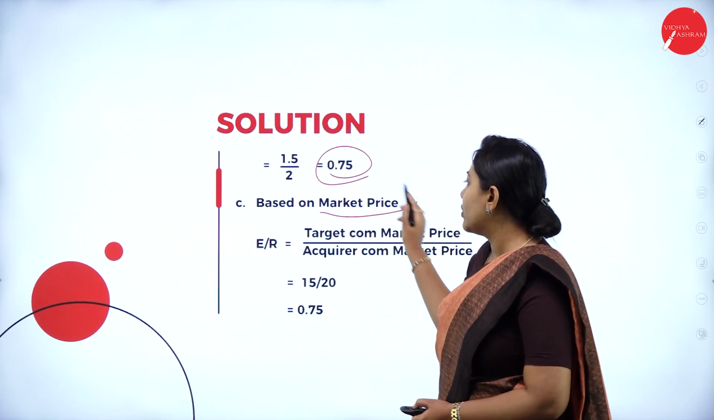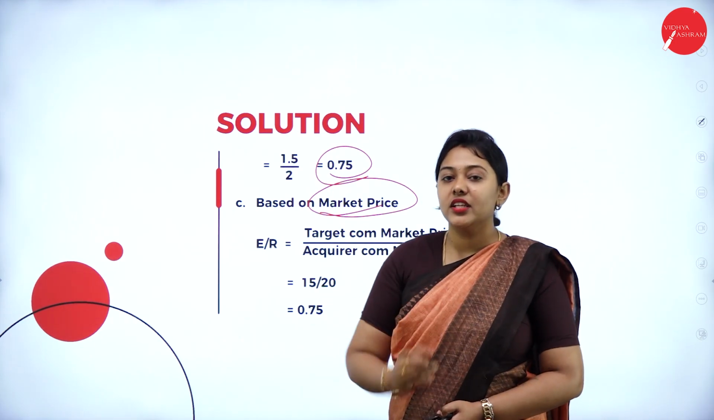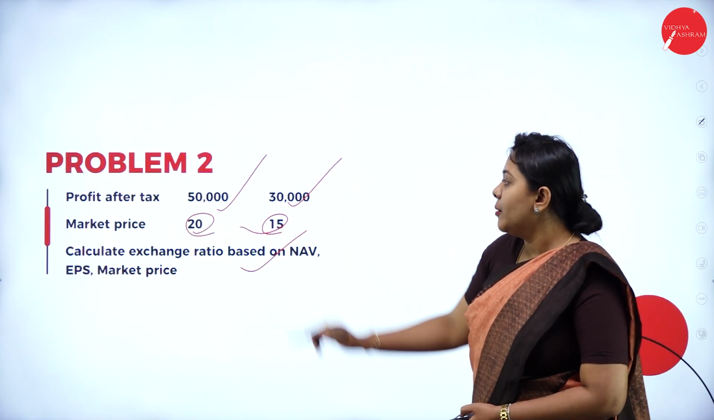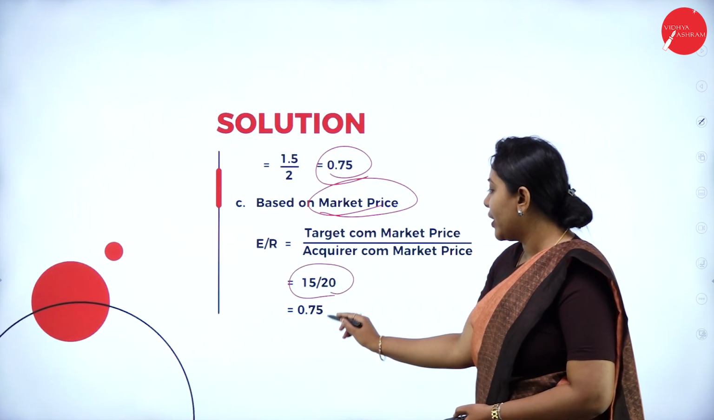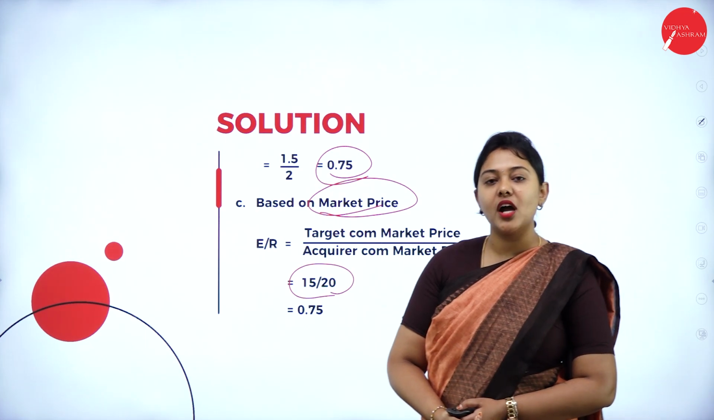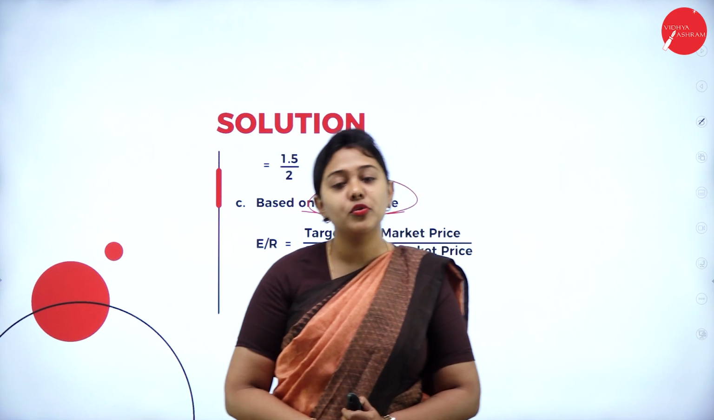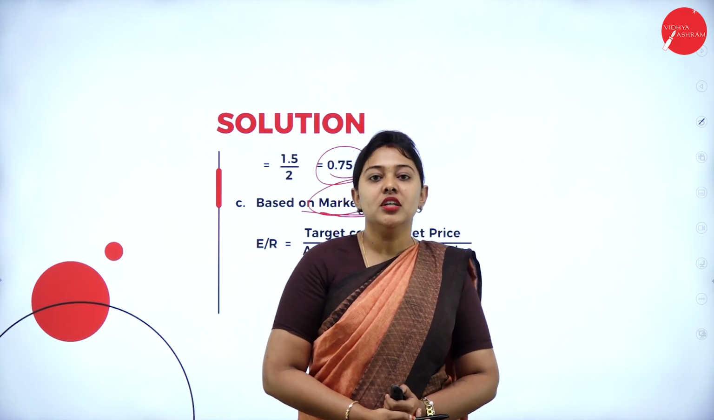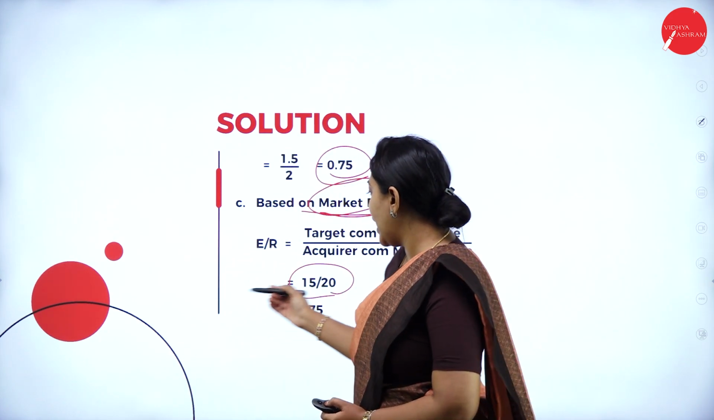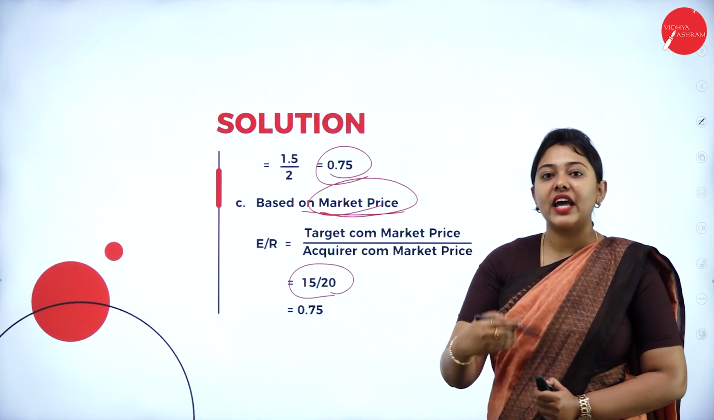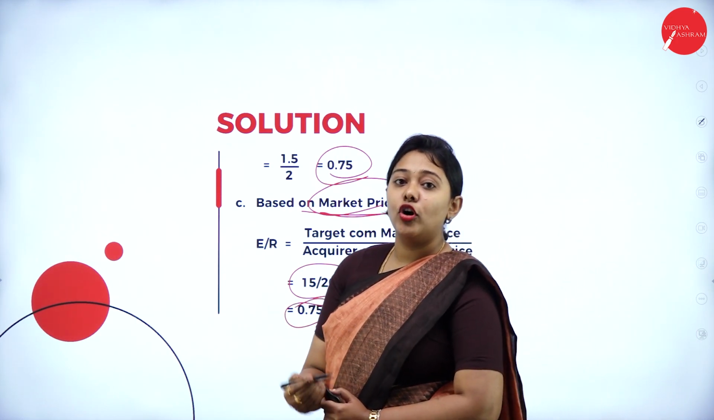Similarly, we are calculating for market price, the target company's market price and the acquirer company's market price. It is given in the question itself. Market price is directly 20 and 15. So 15 divided by 20, 0.75 will be the answer. In case your market price is not given directly in the question, you need to calculate the market price. Your formula will be price to earning ratio into EPS. Since they have given it in the question directly, we have taken it directly. So that's it for 10 marks.